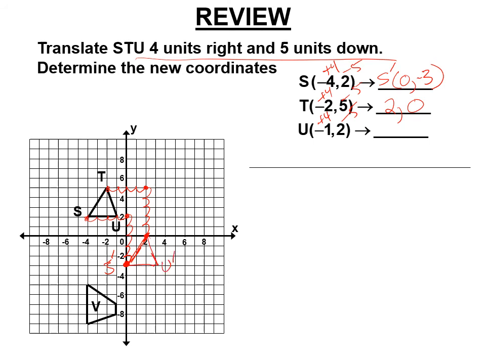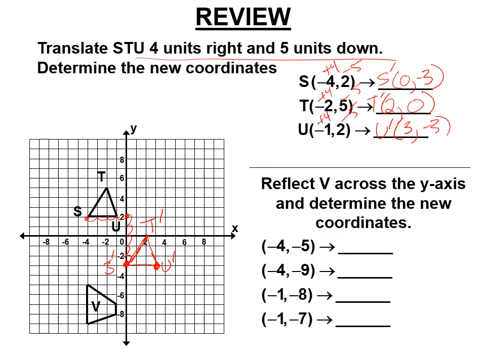triangle, so U prime has to be there. I'm going to clean that up a little bit, put T prime in its spot, whoops, I forgot to write T prime here, and then U prime: add 4, you end up at 3, and subtract 5, at 3, -3. Is that where U prime ended up? Yes, it is.